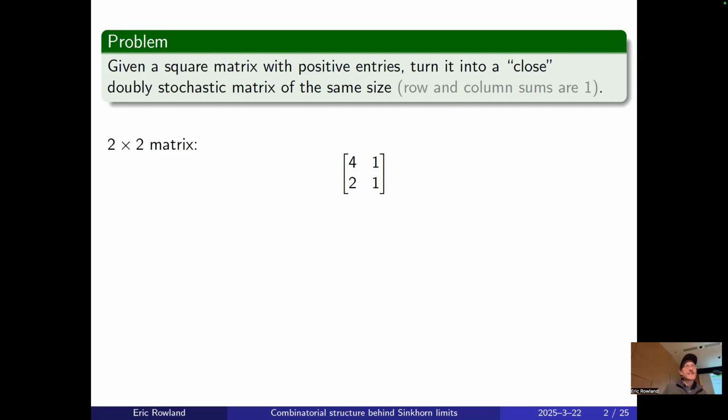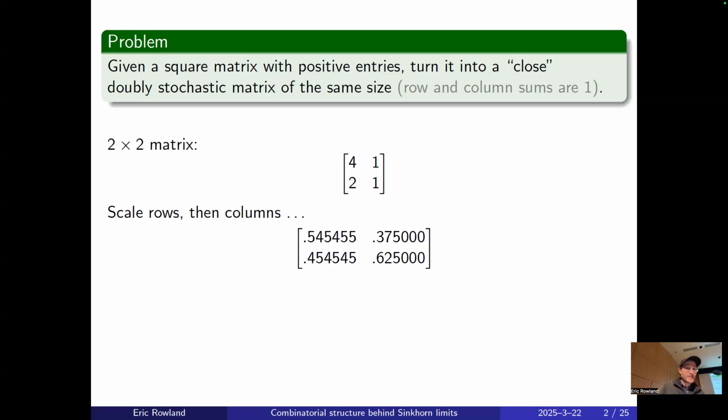And just completely naively, if you're trying to get a doubly stochastic matrix out of this matrix, a naive thing to do is to scale the rows first. Initially the first row sums to 5, the second row sums to 3. Those are not equal to 1, so we scale the rows, divide the first row by 5, and the elements in the second row by 3. And so at least we have a row stochastic matrix now. The columns do not sum up to 1, but we can scale the columns to get the column sums to be 1.